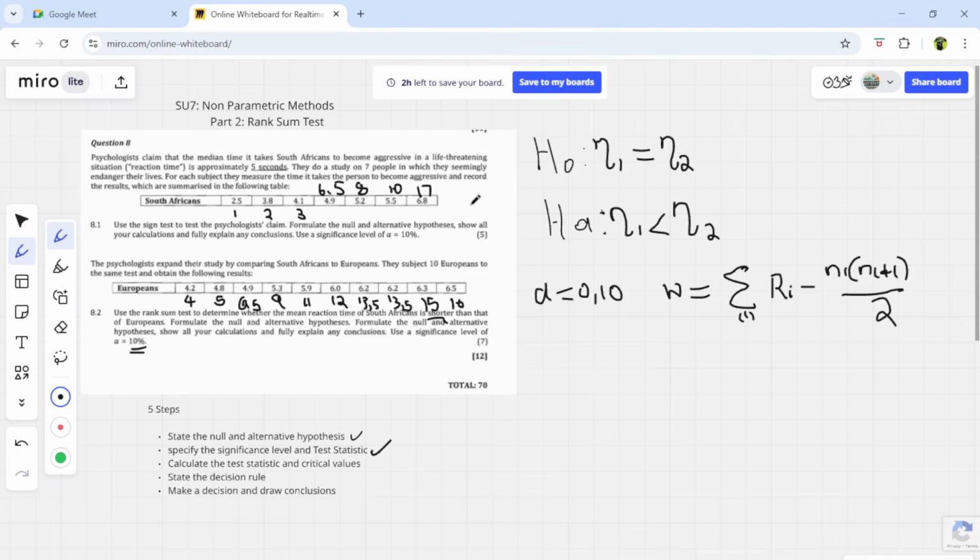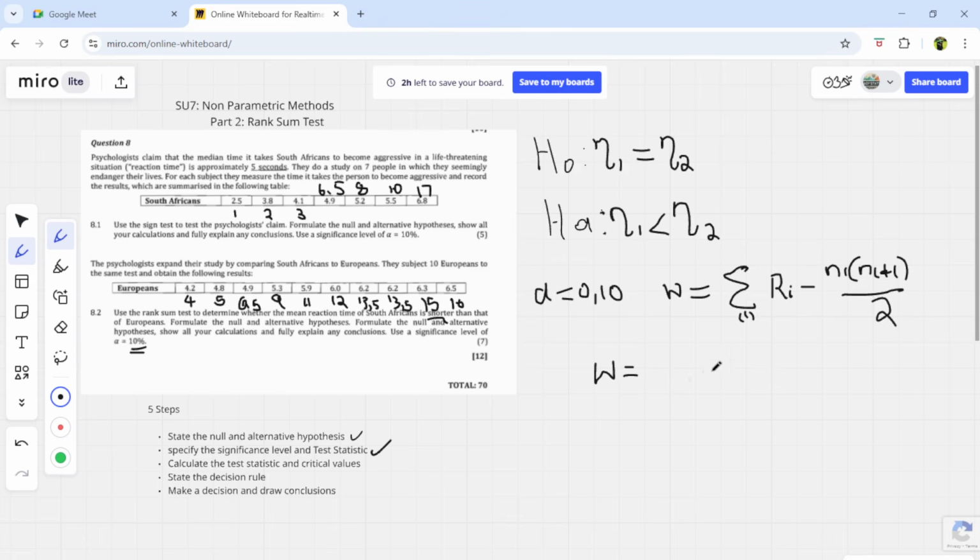That's the last ranking. And if your rankings are correct, the last ranking should be equal to the two sample sizes combined. Remember, this was 7, 1, 2, 3, 4, 5, 6, 7, and this was 10. What is 10 plus 7? 17. So it means your rankings are correct. Now we can go and calculate the test statistic.